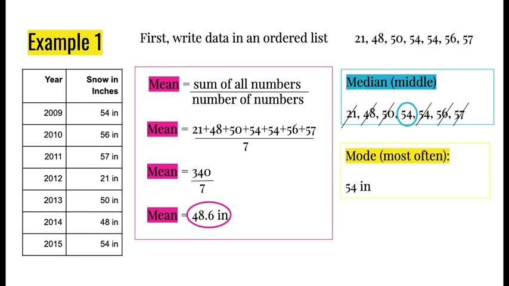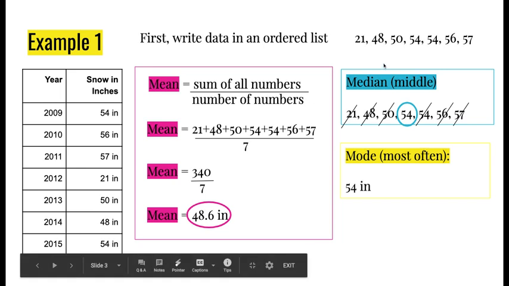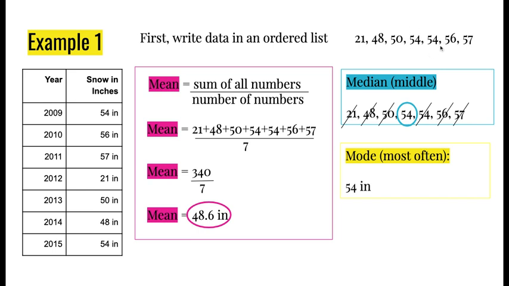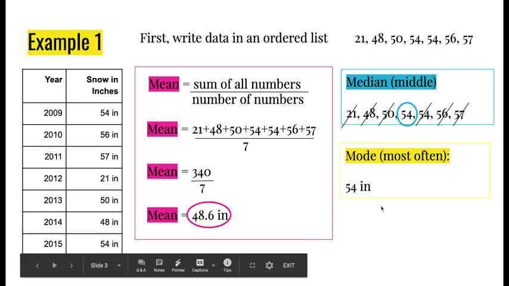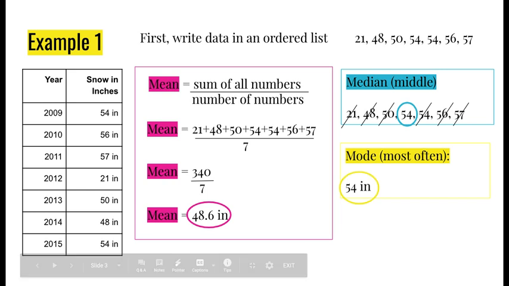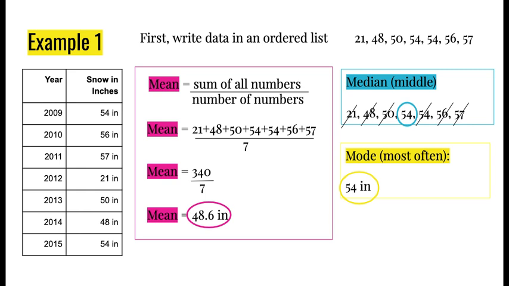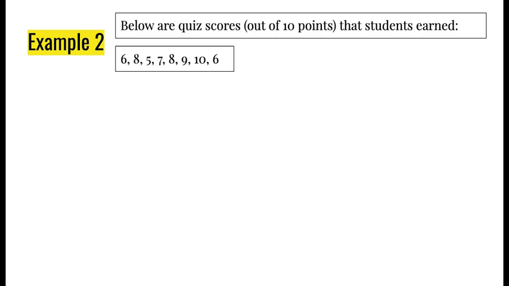And last, I'm going to find the mode, which is just the number that occurs most often in your data set. In this data set, all of my numbers just occur once, except for 54. There's 2 54s, so 54 was the number that occurred most often. That is my mode. You might not have a mode in your data set if they all occur once. However, in this case, I did have a mode because 54 occurred twice. Let's look at one more example together.